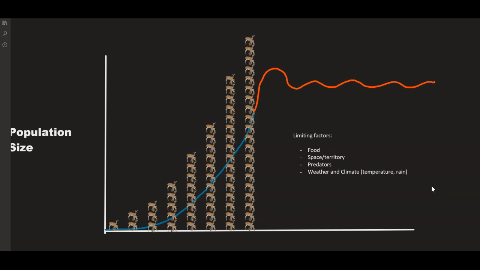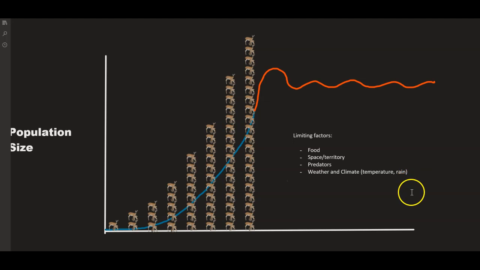What about weather and climate? Things like temperature. If it's too cold for most organisms, they're not going to survive. That might limit how many can be there. What about rain? If we need water and there's not enough water, man, that's going to limit us. That's going to keep us from growing in population. And it's not just about deer. If we're talking about a population of plants, rain is definitely going to limit the population if there's not enough of them. If there's not enough rain, how can those plants continue to grow? They won't, and there won't be enough of them.